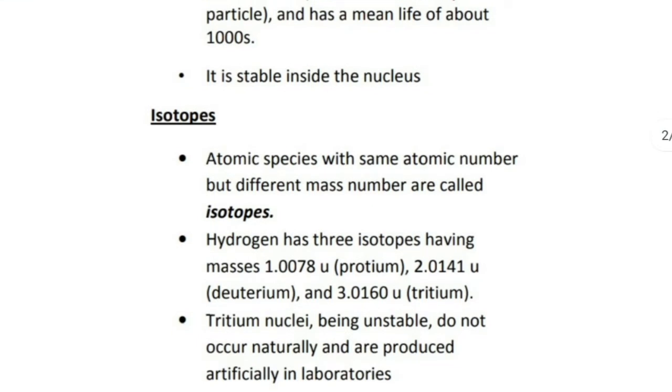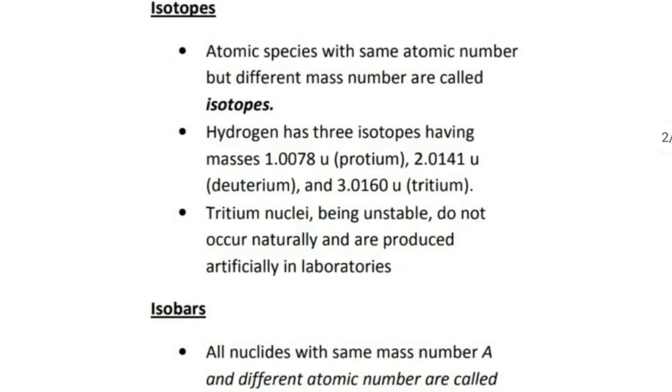Now, the terms which you are familiar with: isotopes, isobars, and isotones. Isotope means atomic species with the same atomic number but with different mass number. They are called isotopes. Hydrogen, the lightest element in the universe, has 3 isotopes having masses 1.0078 u, 2.0141 u, and 3.0160 u. They are called protium, deuterium, and tritium.